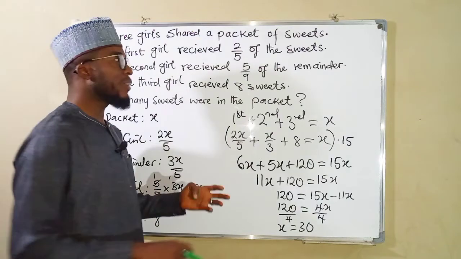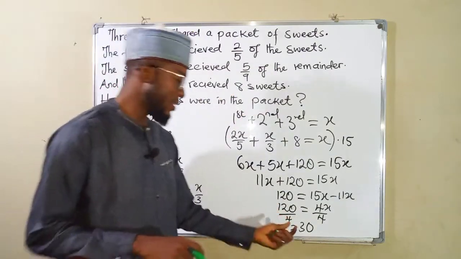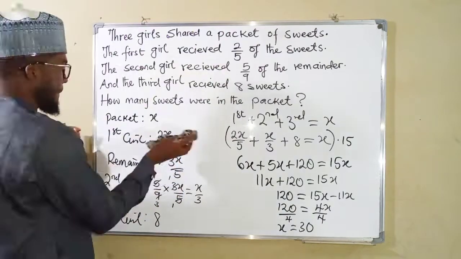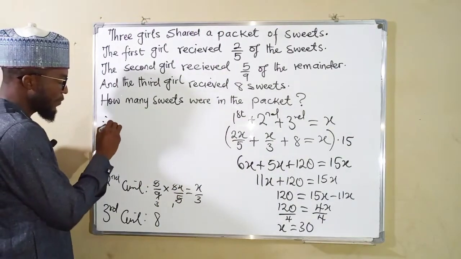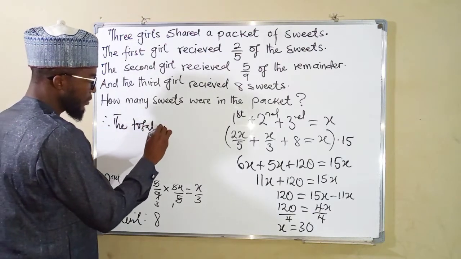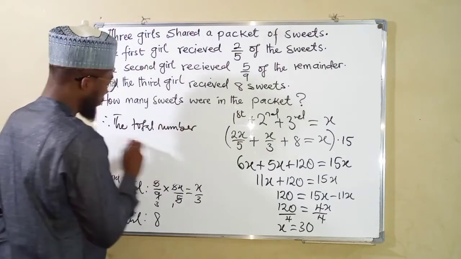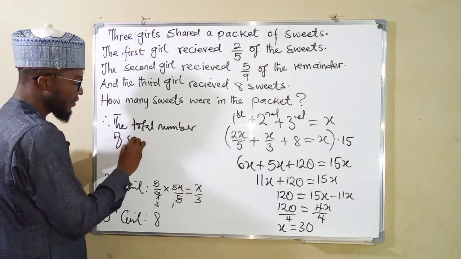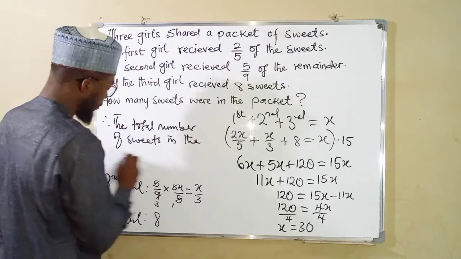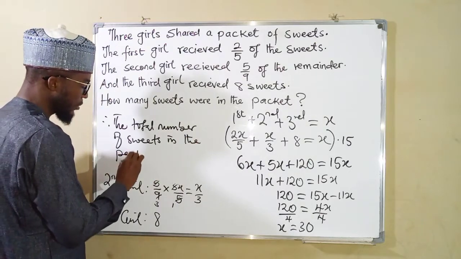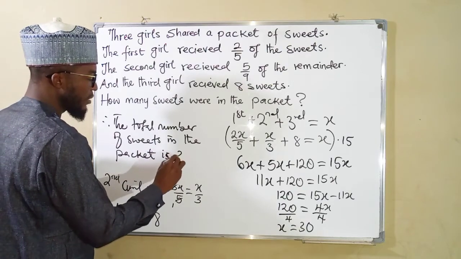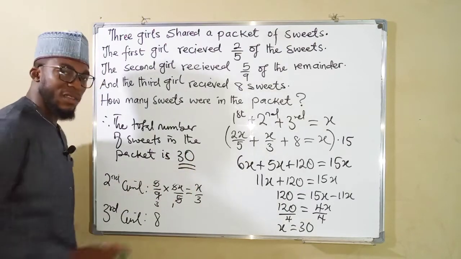This means that the total number of sweets in this packet is 30. You can make a conclusion. Therefore, the total number of sweets in the packet is 30. This is our answer.